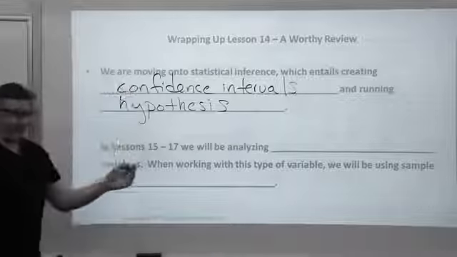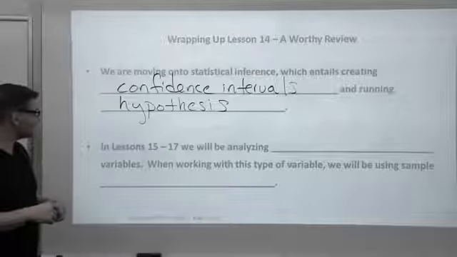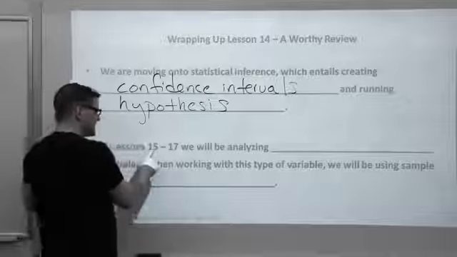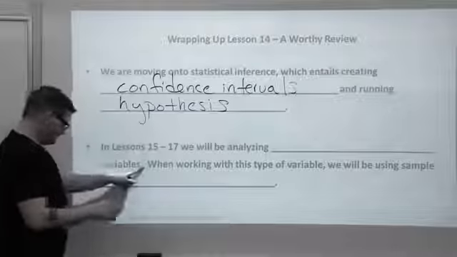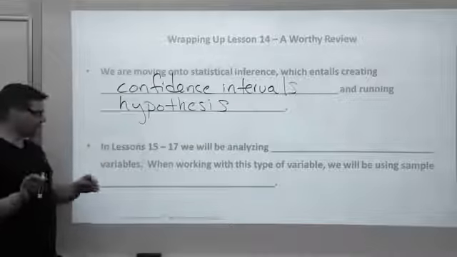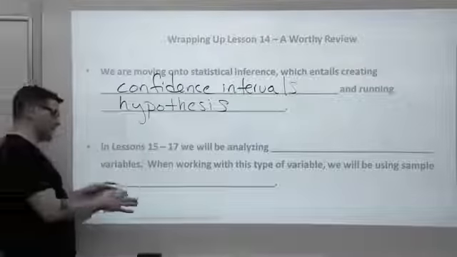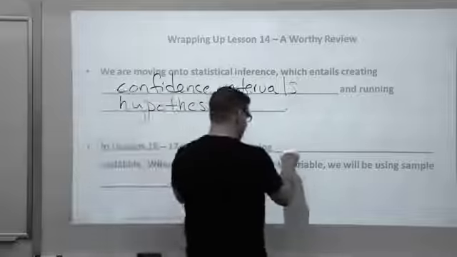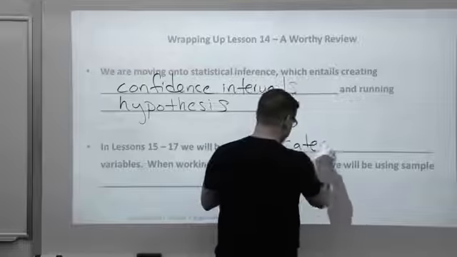Starting in lesson 15, this is the rest of the course. Okay? The next three lessons, 15, 16, and 17, we're going to focus solely on categorical variables, and we learned all the theory for that in lesson 14. So in the next three lessons, everything is categorical.